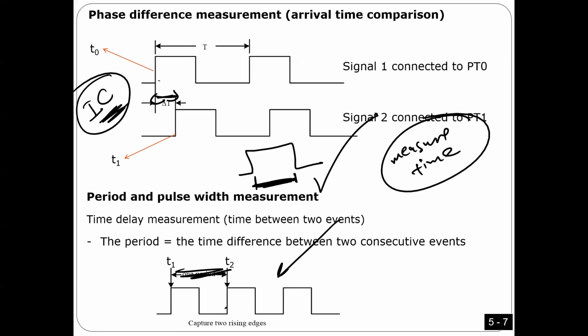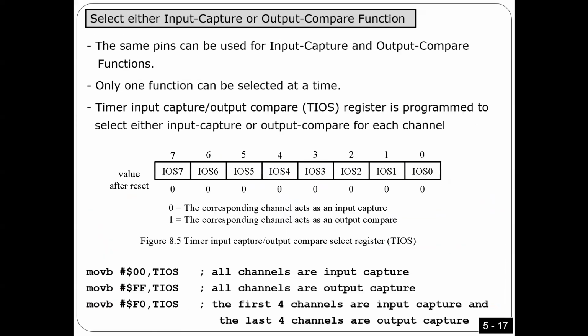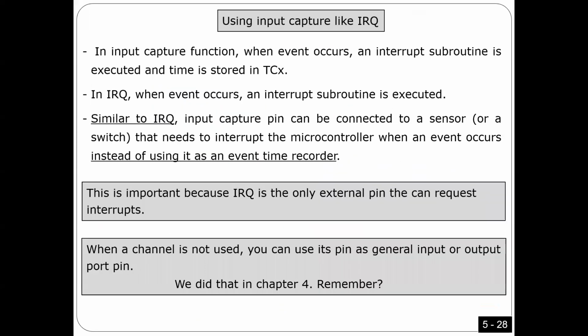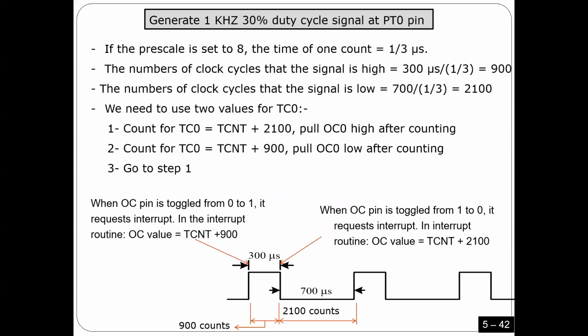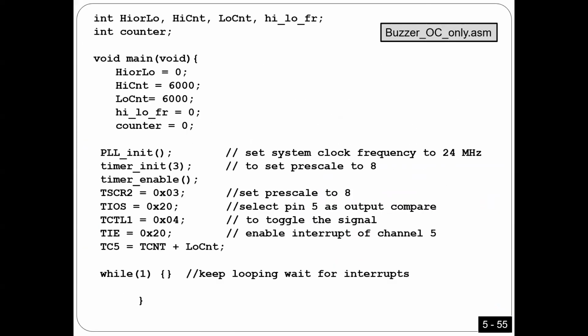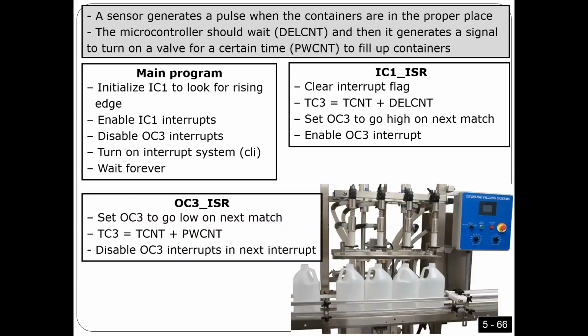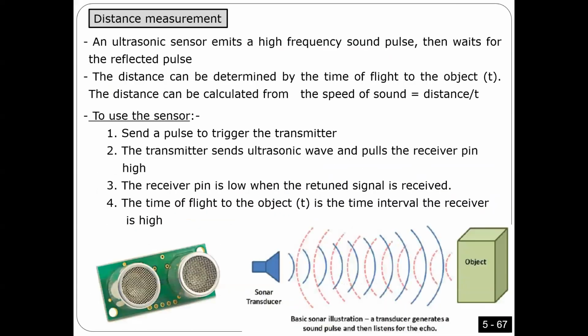So now let's answer another question. Why do you need to measure time? If you have a signal like this one, for example, why would I want to measure this time? I'm going to tell you why. For example, I'm going to go to a specific application: distance measurement.